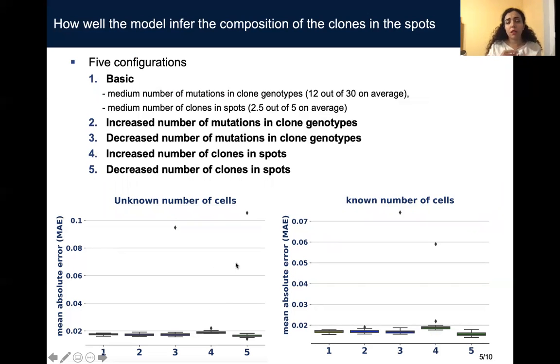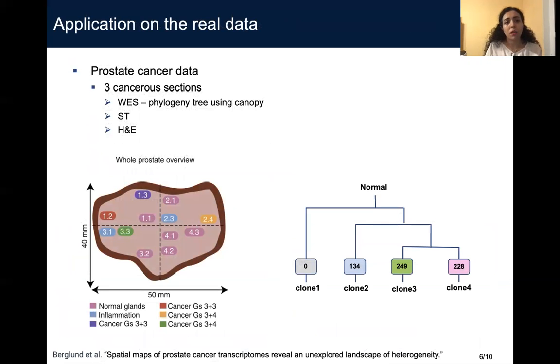And we ran the model 15 times on the simulated data, and on the left hand side we consider the number of cells as a hidden variable, and they are unknown, and on the right hand side the number of cells are given to the model and they're known. So you can see the error. We have some outliers, but you can see most of the times we have an error less than 0.02, and this is an acceptable error actually.